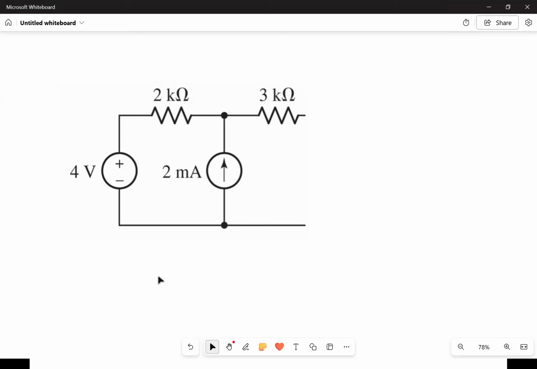Paul, I started by shorting those terminals. That's perfectly fine. You're perfectly allowed to do that. Then I did a quick and dirty nodal analysis that I called VA between the 2K ohm and the 3K ohm to find the voltage. And then I found the current going through the 3K ohm, and then I based my equivalent off of that. Yeah, I think that's fine.